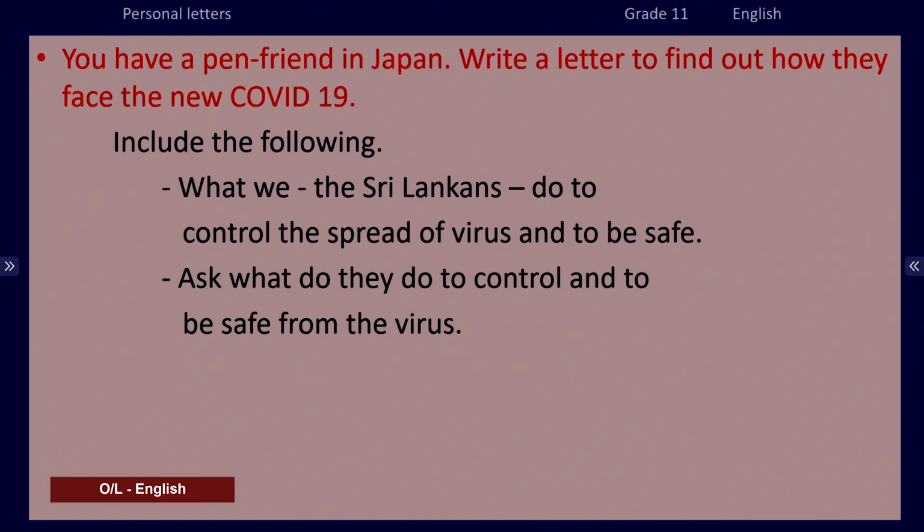Here you have an activity. You are going to write a letter to one of your pen friends or pen pals in Japan. Let's read the question. You have a pen friend in Japan. Write a letter to find out how they face the new COVID-19 pandemic. Include the following. What we, the Sri Lankans, do to control the spread of virus and to be safe. Ask what they do to control and to be safe from the virus.